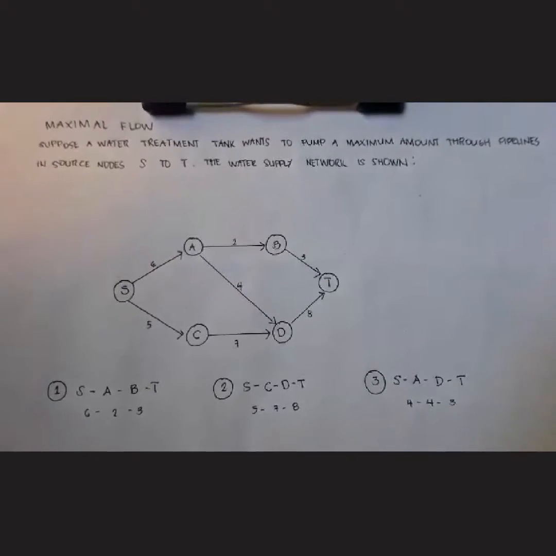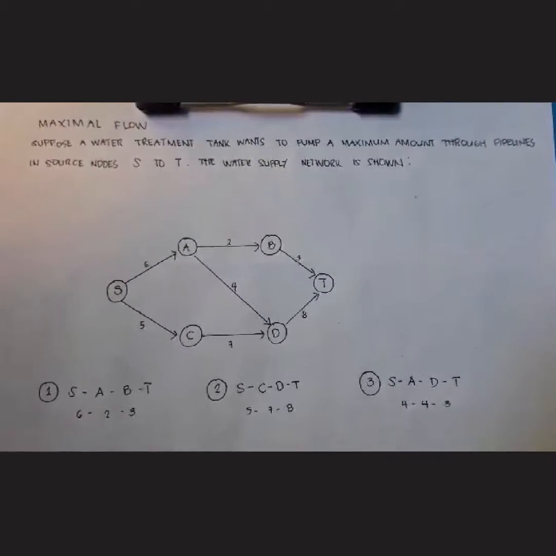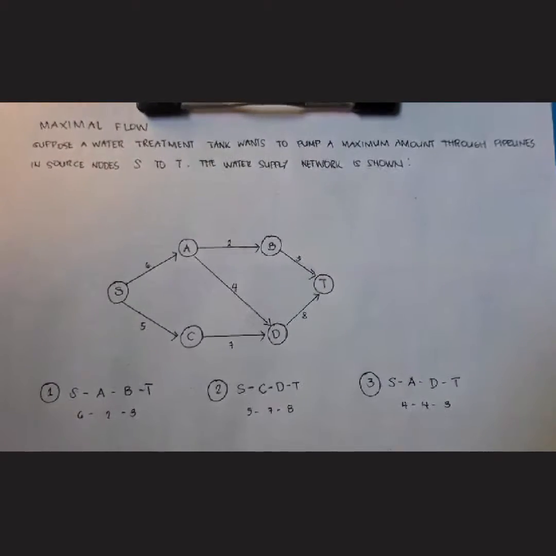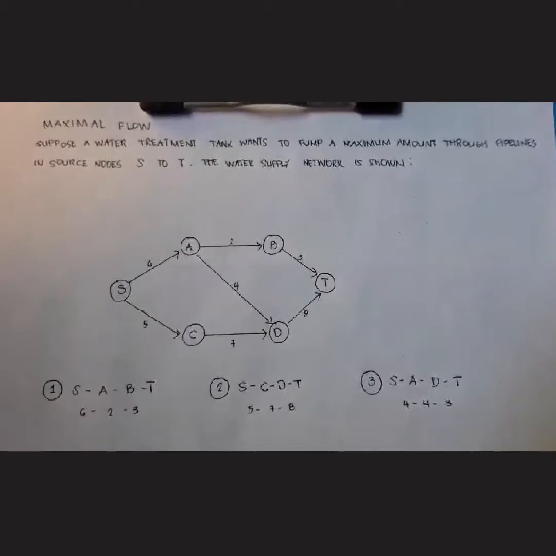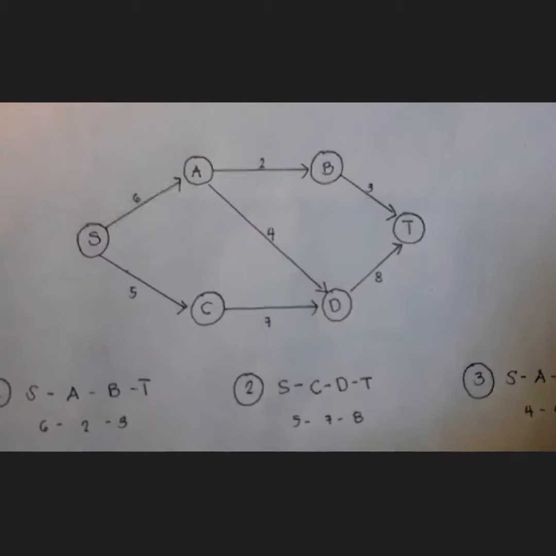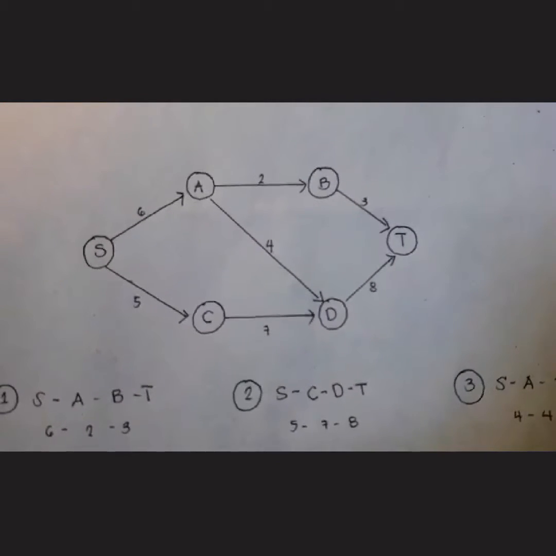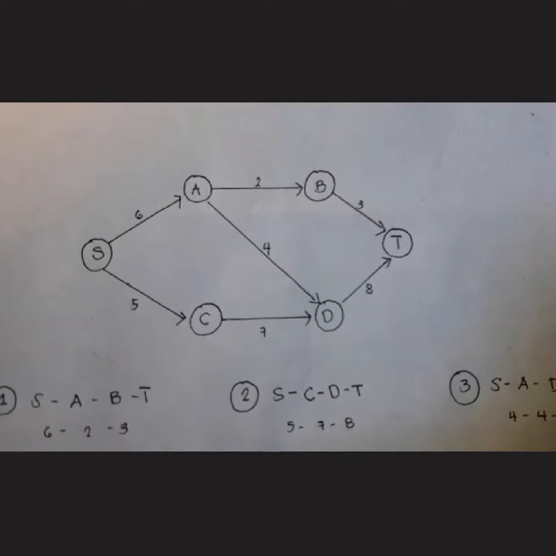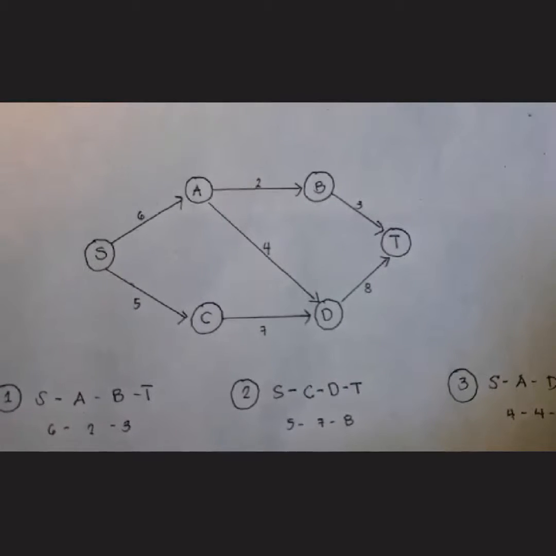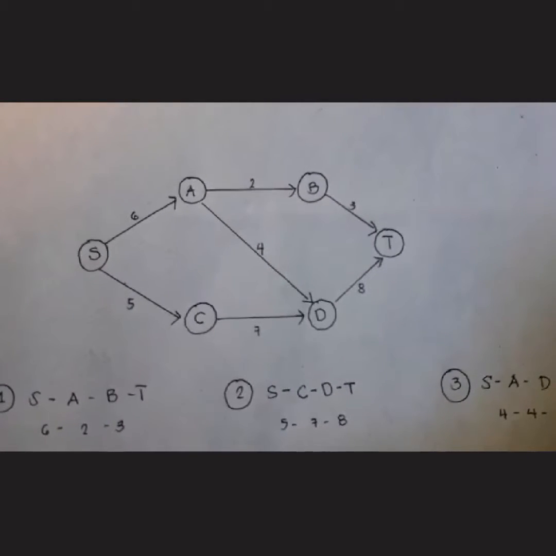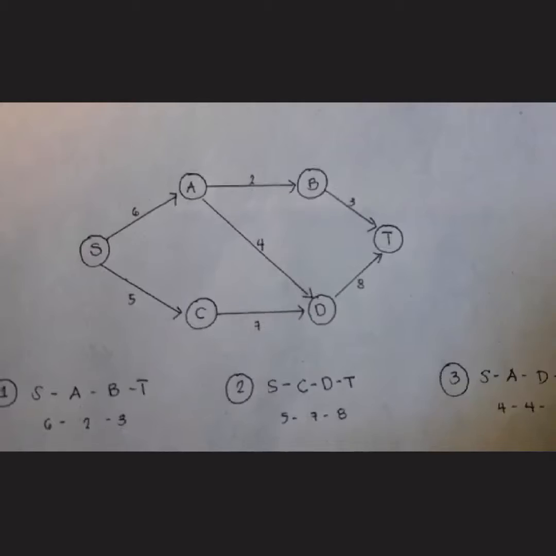Maximal flow problem. Suppose a water treatment tank wants to pump a maximum amount through pipelines from source node S to T. The water network supply is shown. So here, we have, for example, from S to A, 6 million tons of water to supply. From S to C, we have 5 million tons of water to supply, and so on.